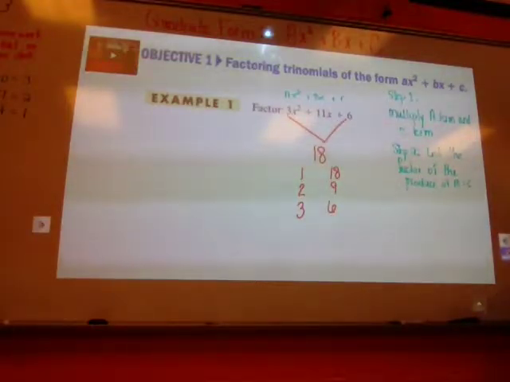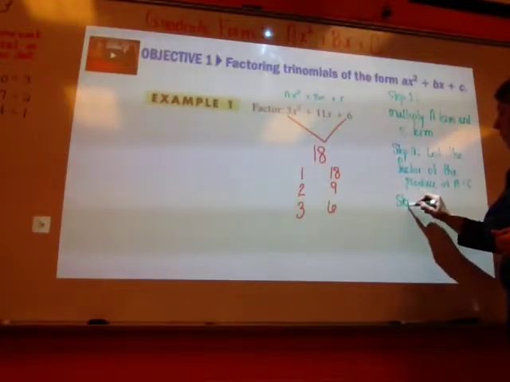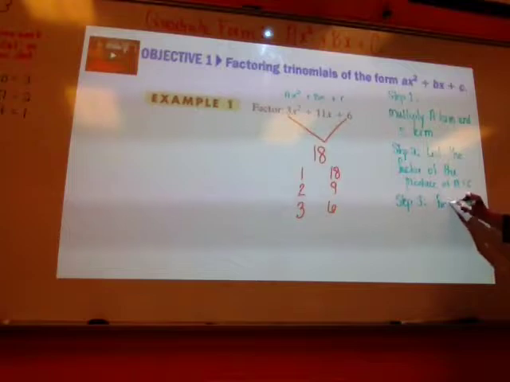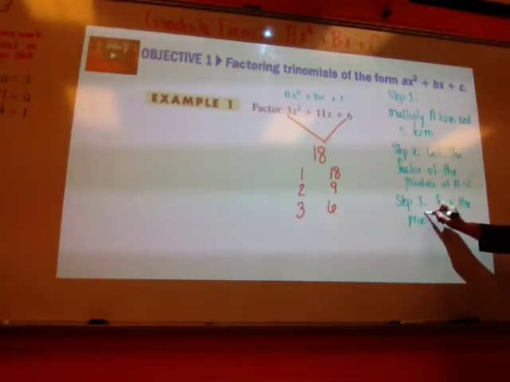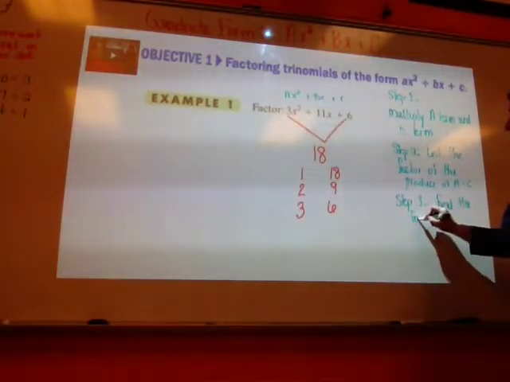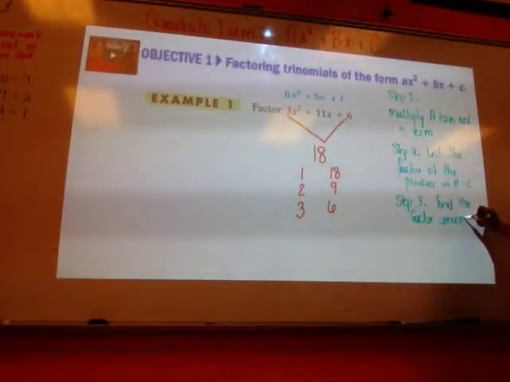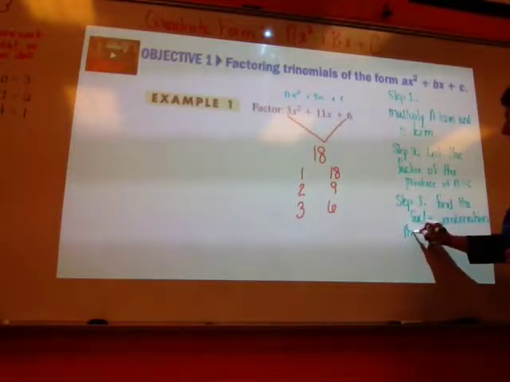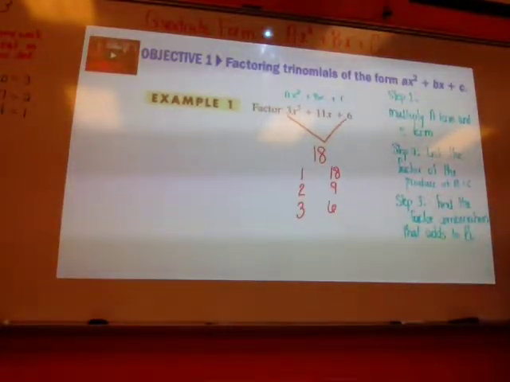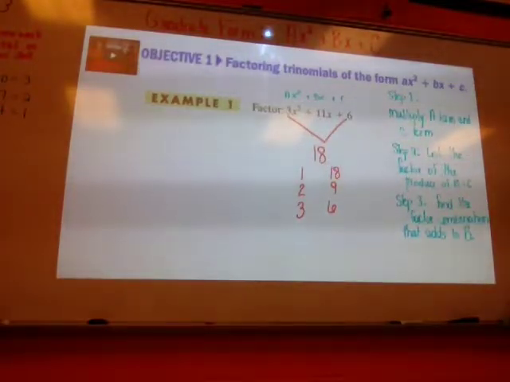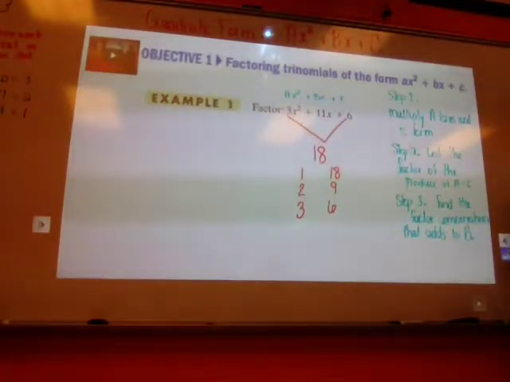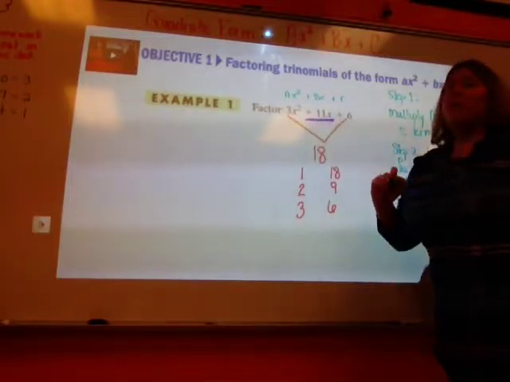So our step 3, okay, our step 3 is to find the factor combination that adds to B. No, erase that word, not product. Okay, so we want to find the factor combination that adds to get us B. All right, so which factor combination would add to get us B?